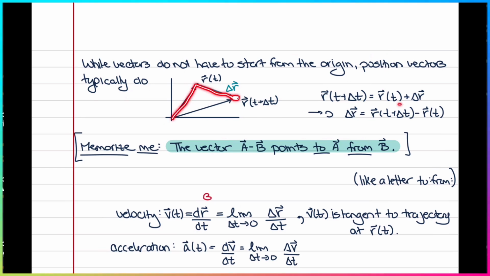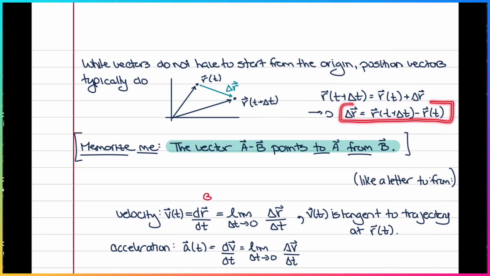Which is just the vector r plus the vector delta r. Since I'm getting to the same endpoint at the end of the day, they must be equal to one another. So r at t plus delta t is the same thing as r at t plus delta r, or delta r is their difference. Again, probably nothing too surprising here.